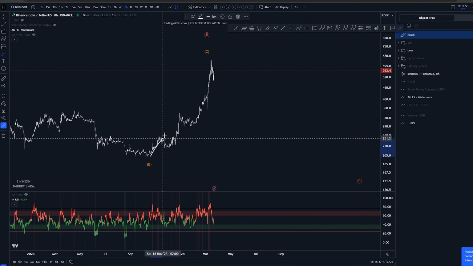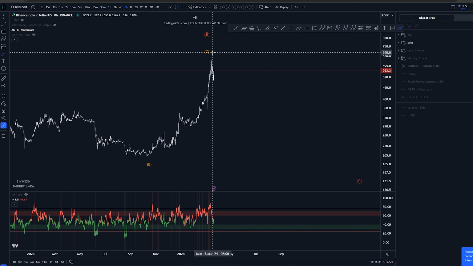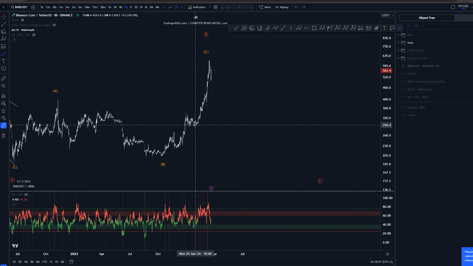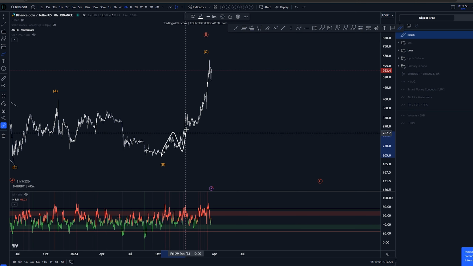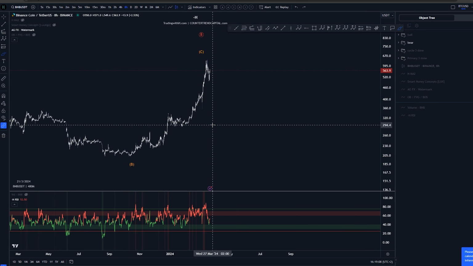You could even say that we have a 1-2-1-2 here. That would be pushing the price way higher. I'm not quite sure how to label these low degree wave structures here. This just, proportion-wise, looked very nice as an ABC previously as well. However, we just continued going up.